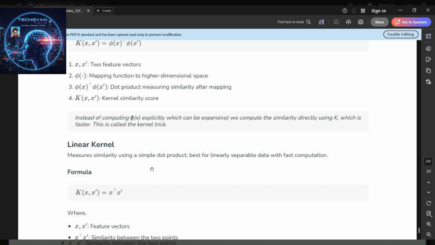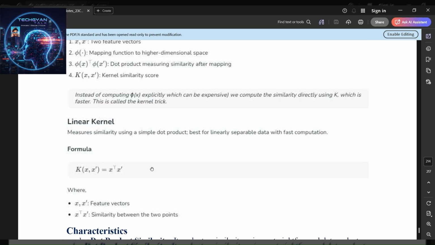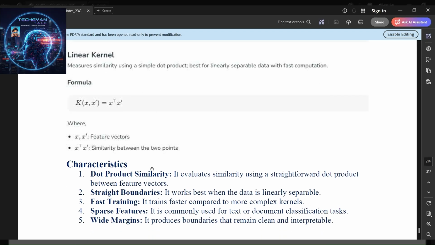The linear kernel measures similarity using a simple dot product, best for linearly separable data with fast computation. The formula is k(x, x') = xᵀx', where x and x' are feature vectors, and xᵀx' is the similarity between the two.